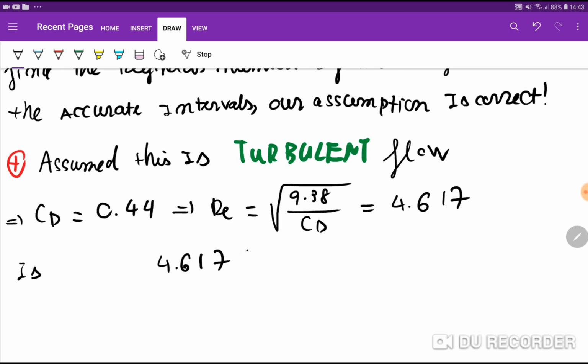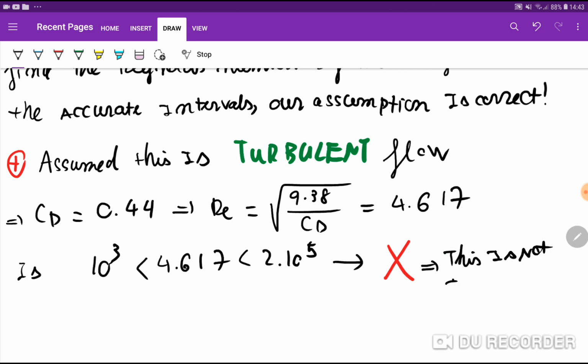Okay, is 4.67 less than 2 times 10 to the power of 5, and greater than 10 to the power of 3? No. Right? I'll put a big X here. No. So, this is not turbulent flow.